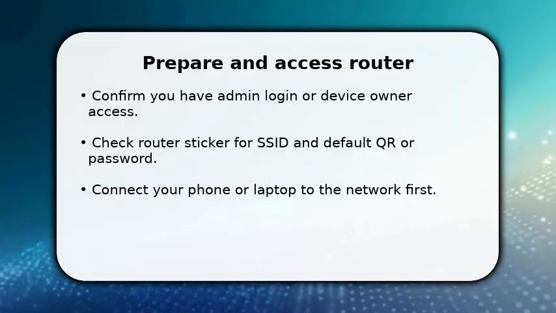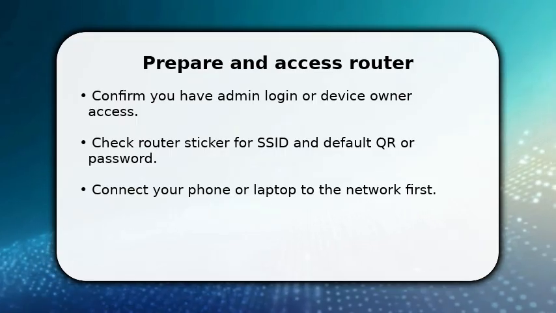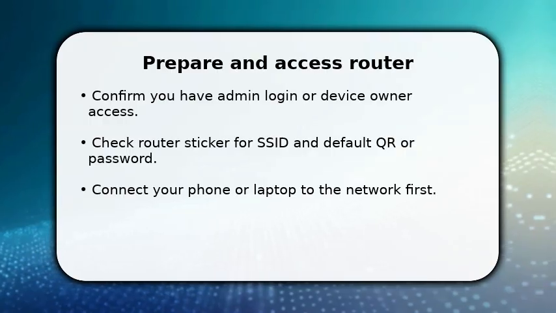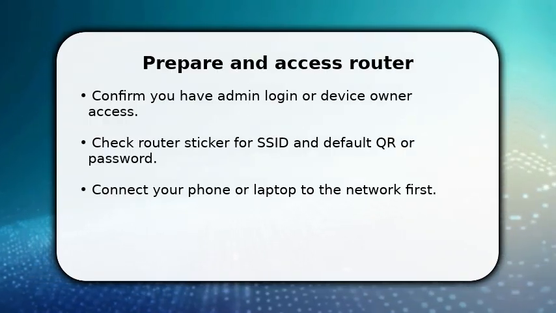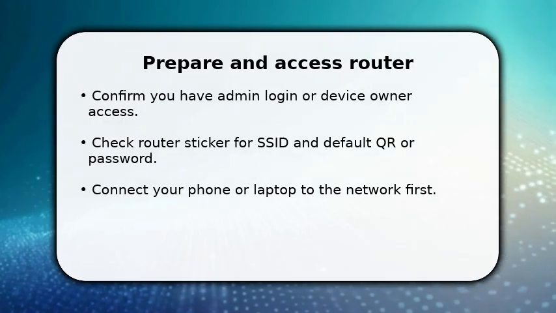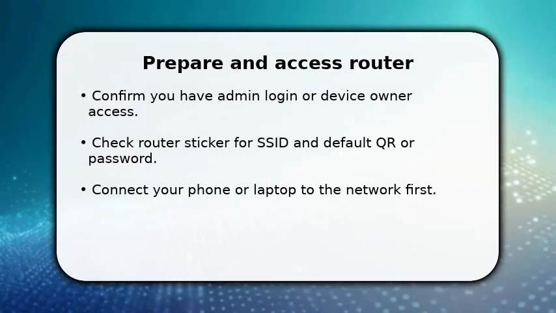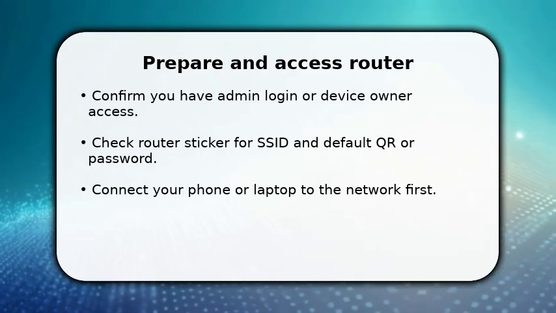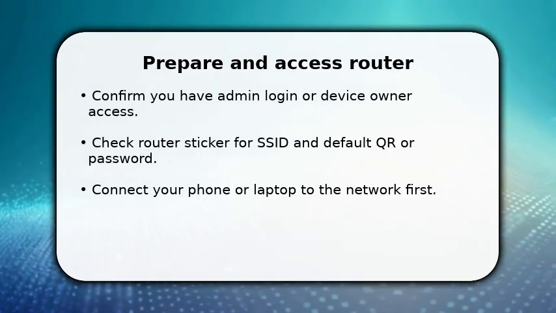You start by confirming you have the necessary access and a device already on the network. Once connected, inspect the physical router sticker for a printed QR or SSID and password. Manufacturers often include it. If nothing is visible, open a browser and go to the router IP or use the router app. These are the fastest routes.